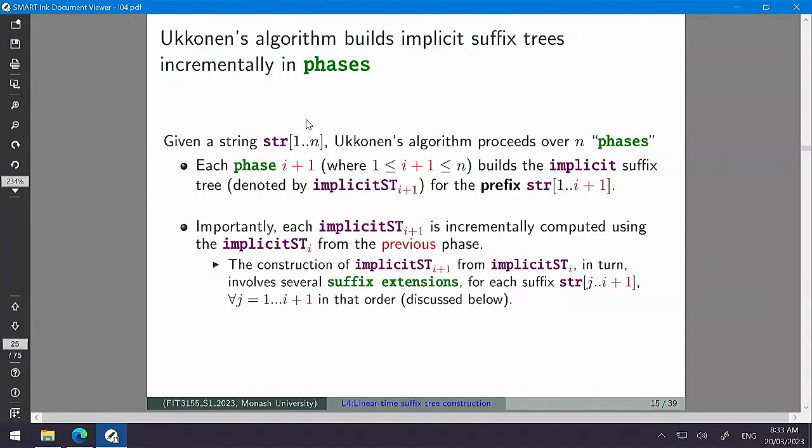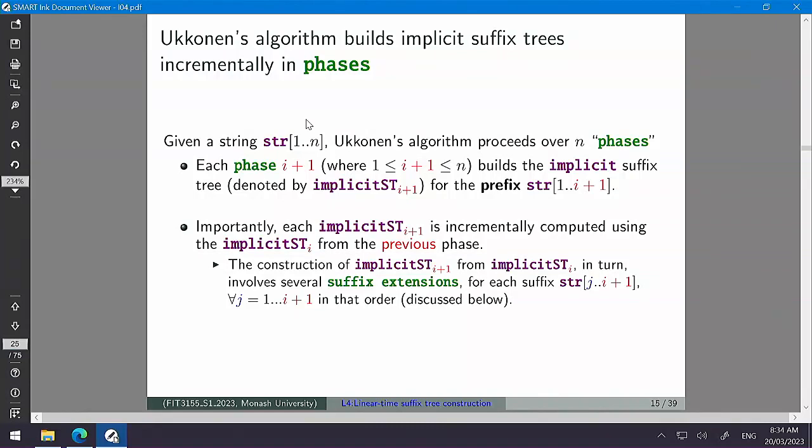So it is taking the implicit suffix tree at I and extending it by one character. All of this, the previous implicit suffix tree, 1 to I, 2 to I, 3 to I, is extended by that character. Let's call that character Z, okay?